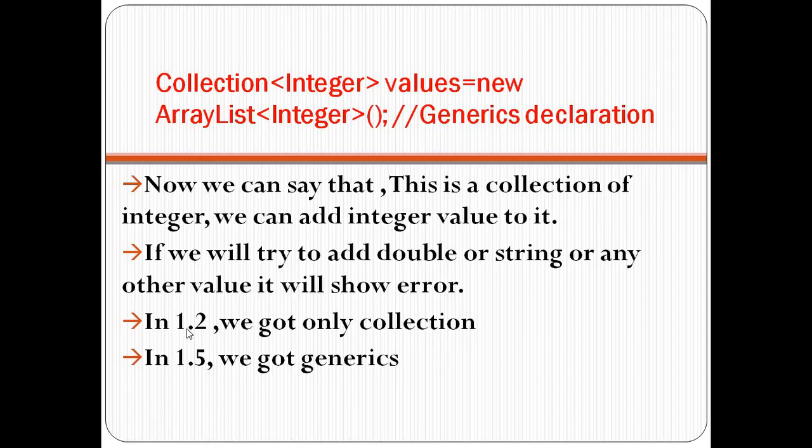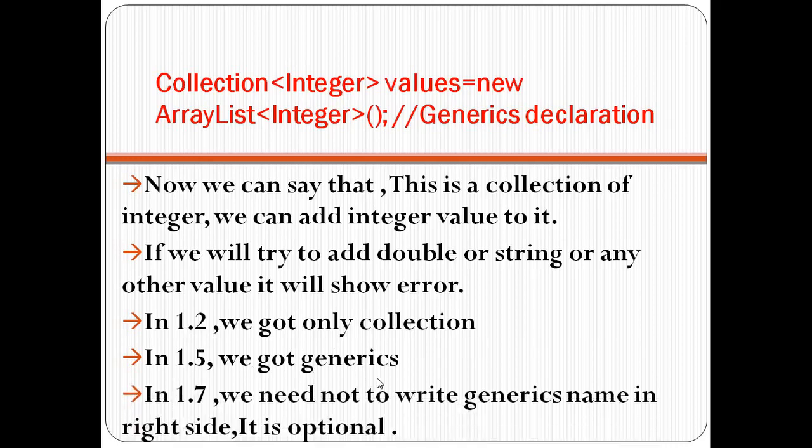Now in Java version 1.2 we got only the collections, and in 1.5 we got generics, and in 1.7 we got another new feature, that is we need not write the generics name on the right side. It is optional. In the right side angular brackets we need not mention the generics name. This feature we got in 1.7.